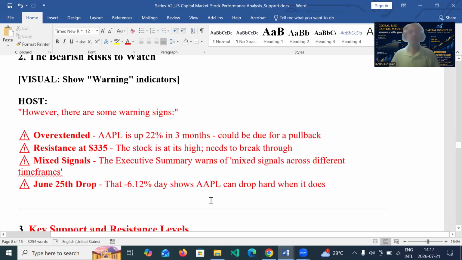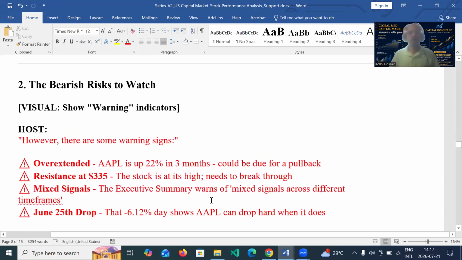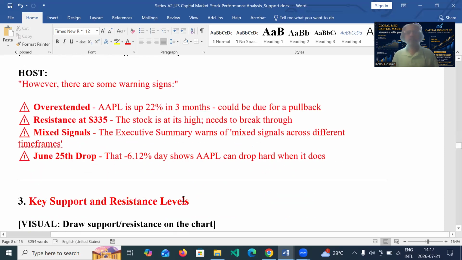The bearish risks to watch. However, there are some warning signs. Overextended. Apple is up 22% in 3 months. Could be due for a pullback. Resistance at 335. This stock is at its high. Need to break through. Mixed signals. The executive summary shows a mixed signal across different time frames. June 25th drop, that's 6.12%. This shows Apple can drop hard when it does.